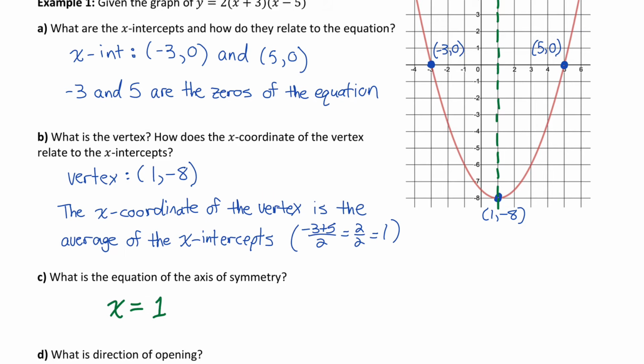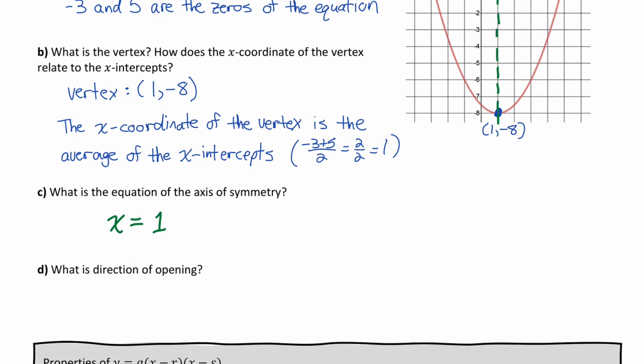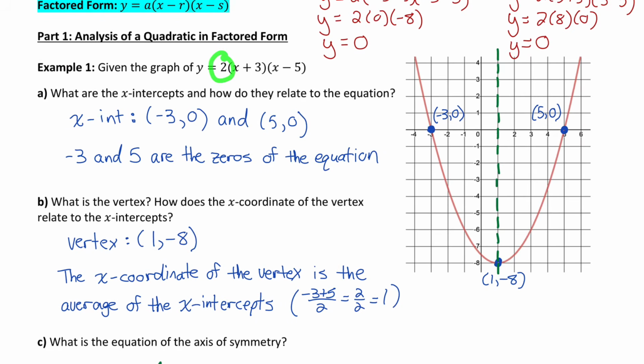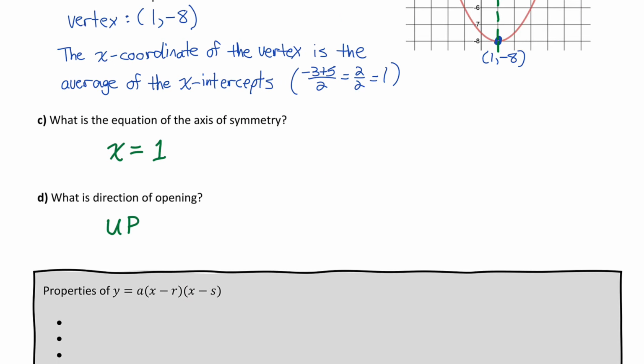And what's the direction of opening of this parabola? Well, this parabola clearly opens up. And that happens because in the equation, the a value, the constant factor in front of the factors of x, is positive. So it's always going to open up when the a value is greater than 0.